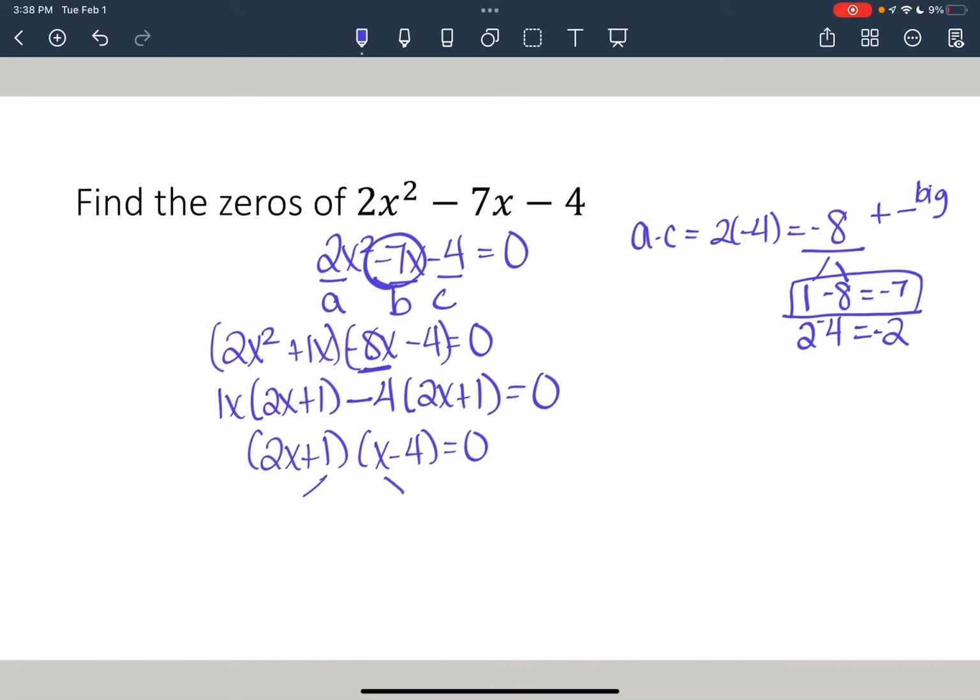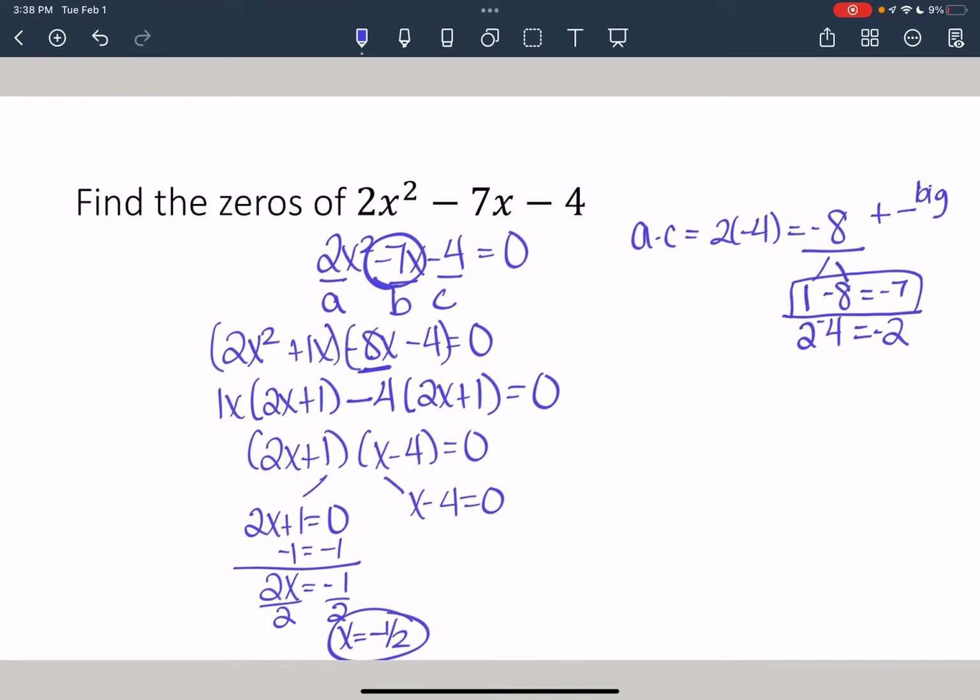Now I set each factor equal to 0. x minus 4 equals 0, and 2x plus 1 equals 0. To solve 2x plus 1, I'm going to first subtract 1 from both sides. That gives me 2x equals negative 1. And then I divide by 2, so I get x equals negative 1/2. Here I have x minus 4 equals 0, so I add 4 to both sides, and I get x equals 4. And those are my two solutions.